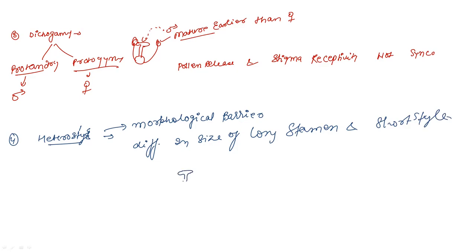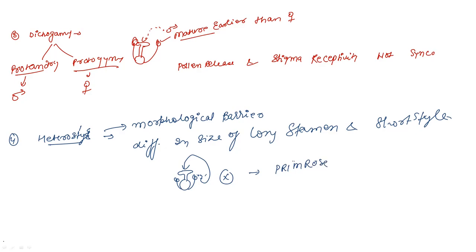So if this is the flower and suppose this is the anther and this is the stigma. Here, if the anther is quite small, and the pollen is released, it is quite difficult for the pollen grains to reach the stigma, right? That kind of thing is heterostyly, where the stigma and anther are placed at different positions so that the pollen cannot come in contact with the stigma of the same flower. Such heterostyly can be seen in the primrose.